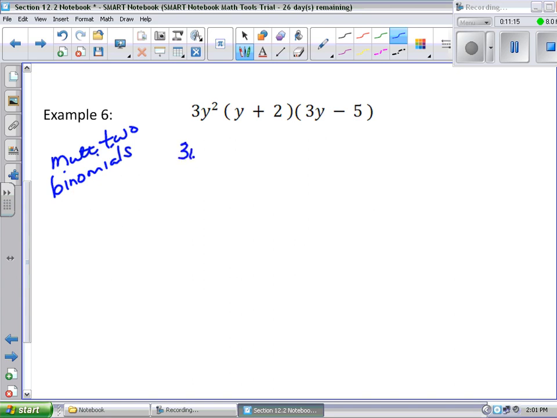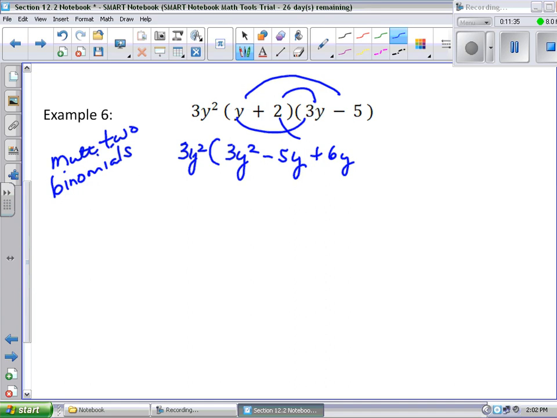So I have 3y squared, and this is two binomials, so I'm going to FOIL first. Here's the first. Y times 3y would be 3y squared. The outside, y times negative 5 would give us negative 5y. The inside, 2 times 3y would give us 6y. And the last, 2 times negative 5 would give us negative 10.